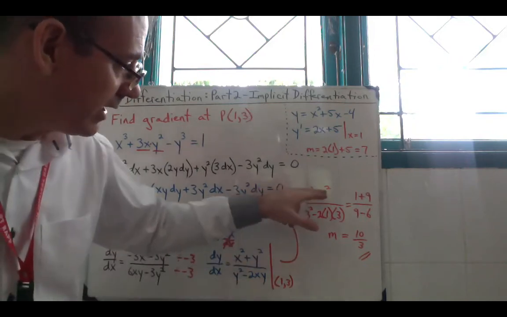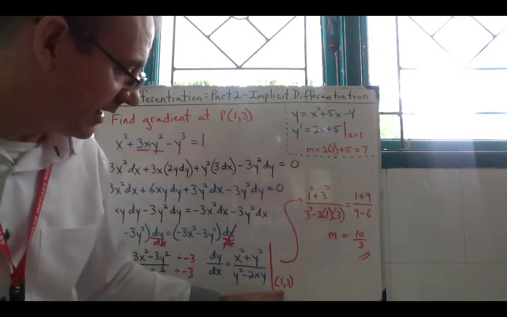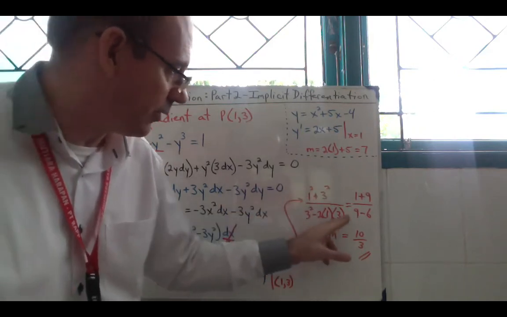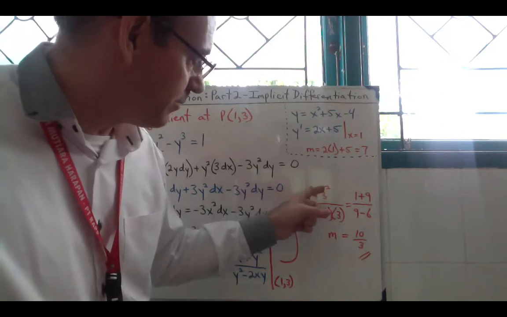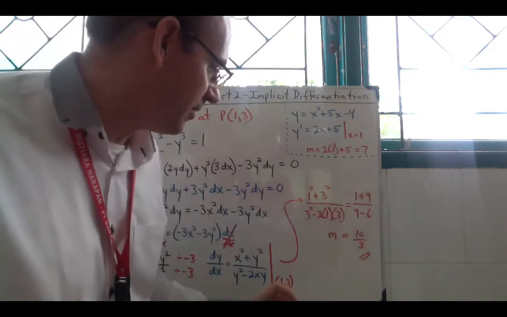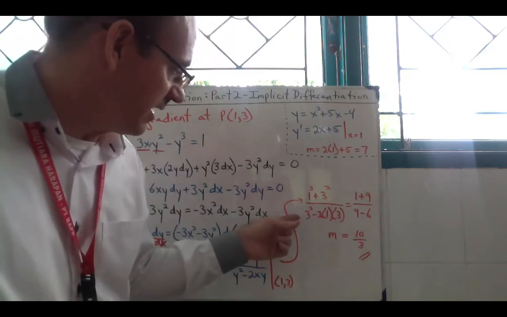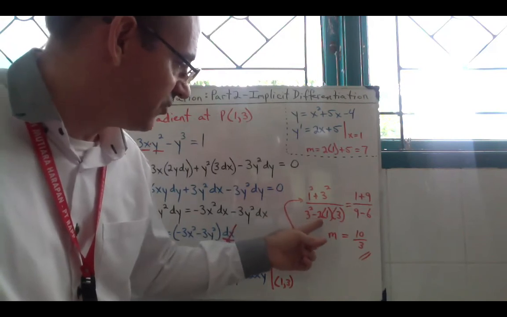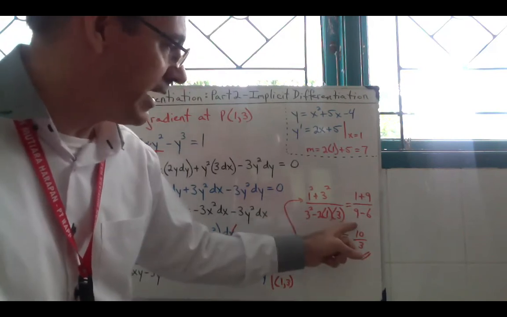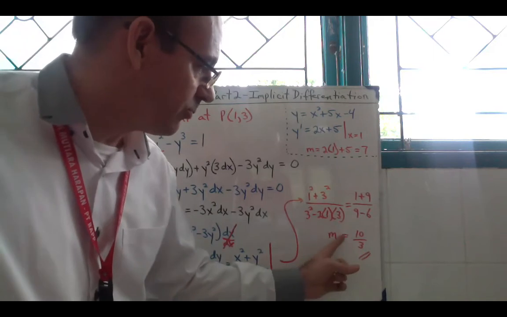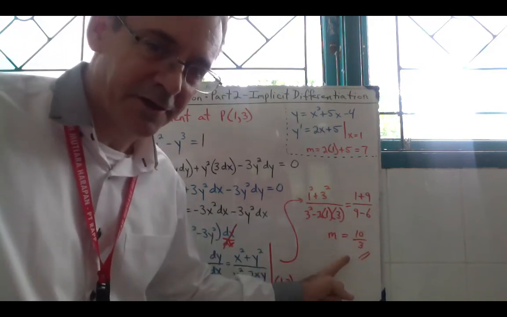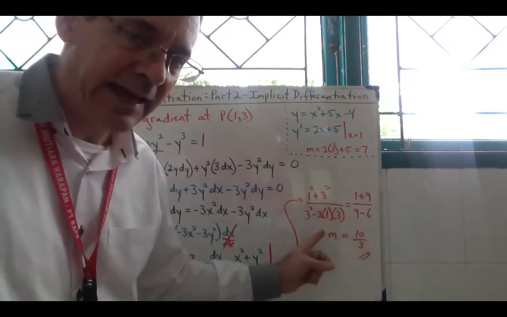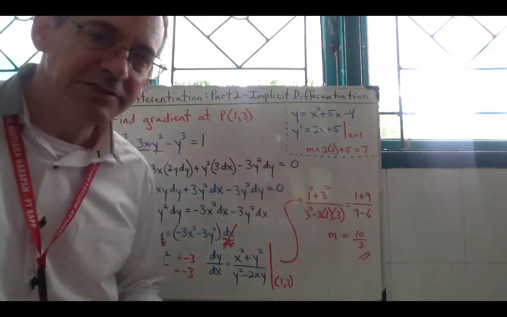So we plug in the 1 and the 3 for the x's and y's, making sure the 1 is for the x and the 3 for the y's, and we get 1 squared plus 3 squared, which is 1 plus 9 on the top. In the denominator, we have 3 squared minus 2 times 1 times 3, or 9 minus 6, and our slope comes out to 10/3. So this now is the answer to this particular question.